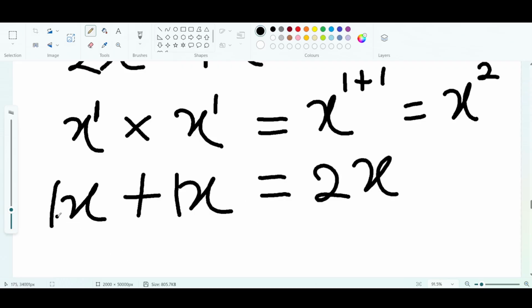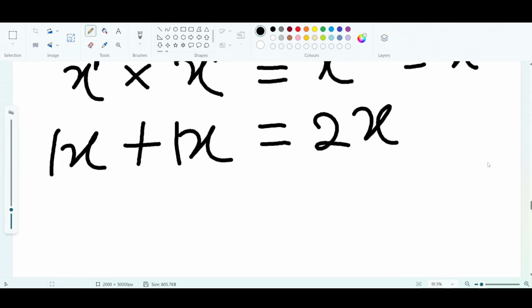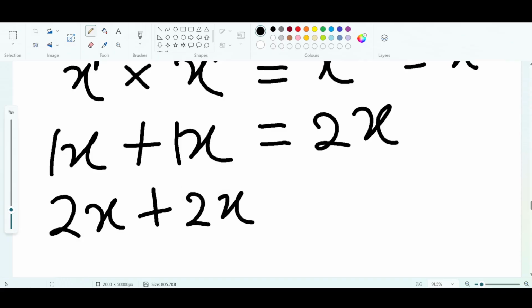So that means 1x raised to power 1 plus 1x raised to power 1 is going to be 2x raised to power 1. Yeah, but how about you do 2x plus 2x? Okay, now when we have 2x plus 2x, that is 2 plus 2. So we are adding the coefficients. It's going to be 4x.